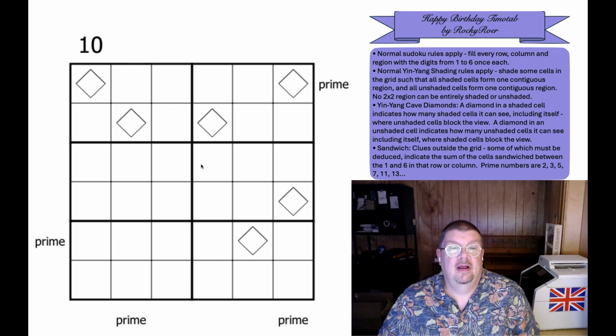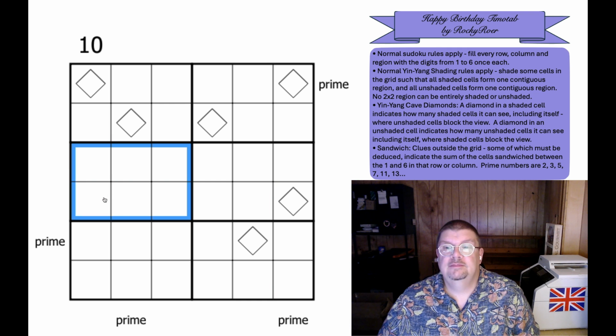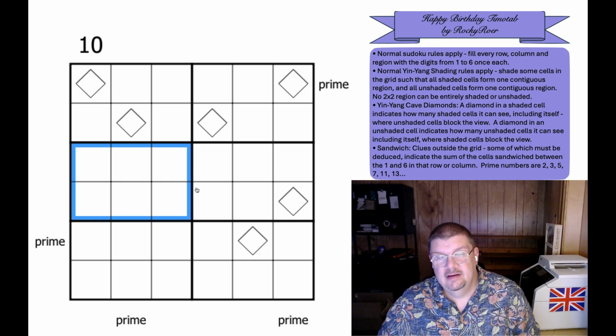Normal Sudoku rules apply, and as this is a 6 by 6, that means we are going to have the digits 1 to 6 in every row, every column, and every 3 by 2 box. Normal Yin-Yang shading rules apply. Shade some cells in the grid such that all shaded cells form one contiguous region and all unshaded cells form one contiguous region. No 2 by 2 region can be entirely shaded or unshaded.